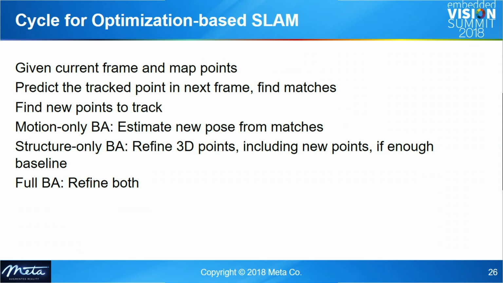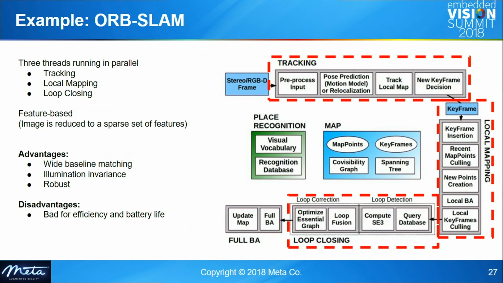In a separate thread, typically, if that thread is done processing the latest frame, then we send this frame to the second thread, which does the map building or the map optimization, which can be either local or full bundle adjustment. So this is at the high level how a Visual SLAM works. Let's take a look at a couple of examples.